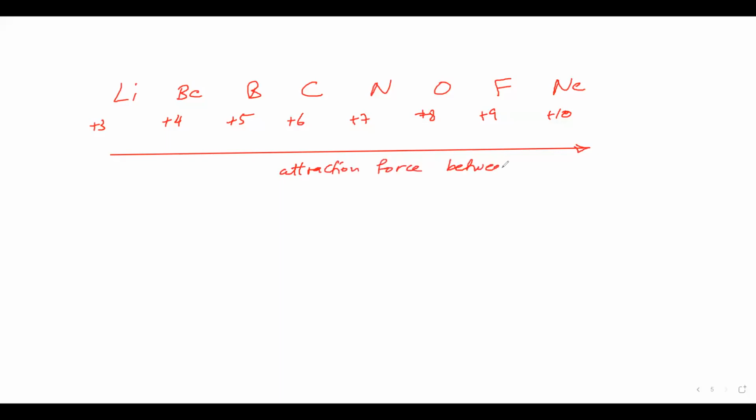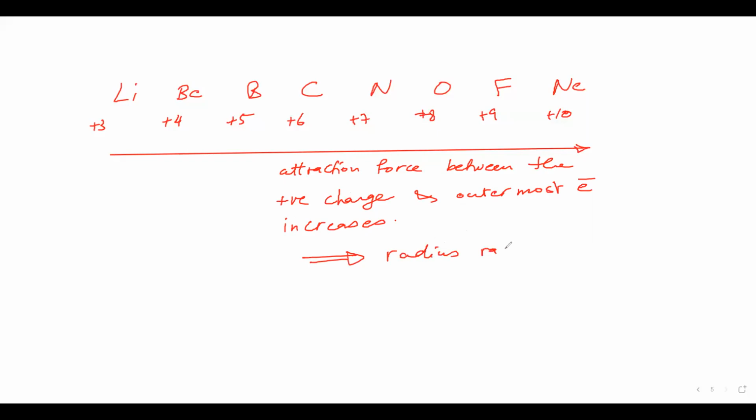between the nuclear charge or the positive nucleus and outermost electrons increases. And since the attraction force increases, the radius decreases. The radius decreases. So across a period, the atomic radius decreases.